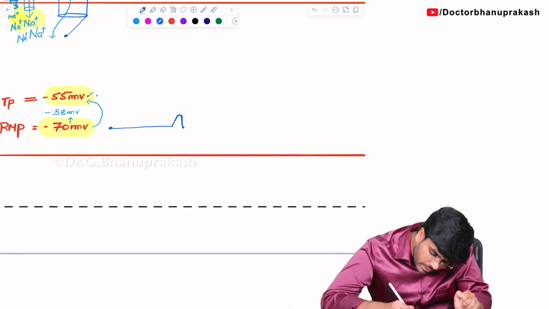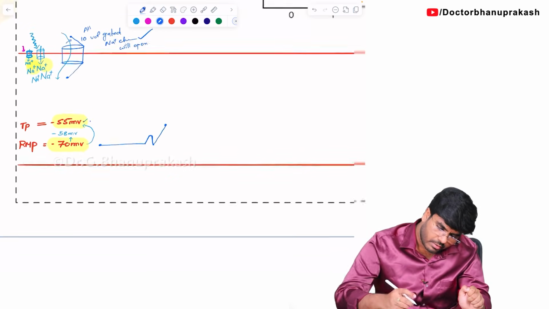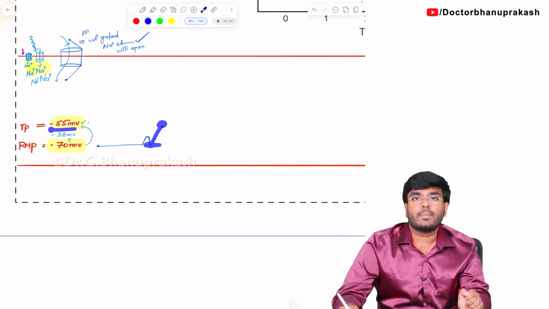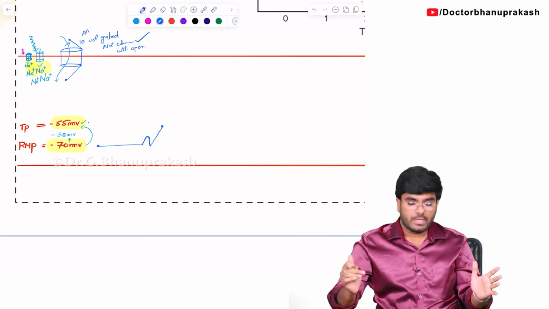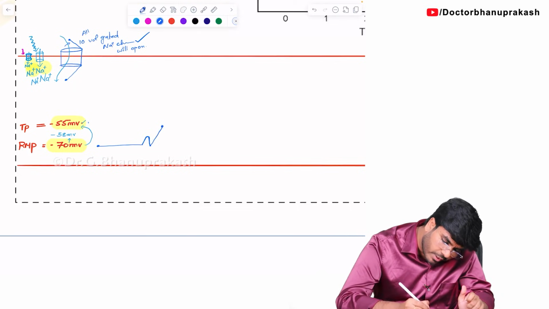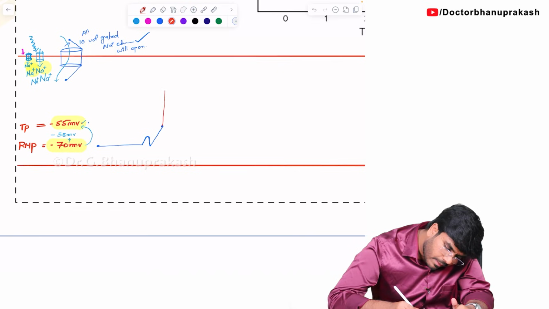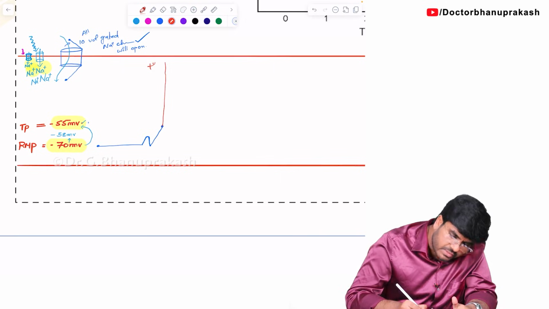Now you are giving enough stimulus. When you give enough stimulus, the voltage goes from the resting membrane potential and reaches threshold, that is minus 55 millivolts. So what will happen? All the voltage gated sodium channels will open in that region. There is going to be a massive influx of sodium, and so there is going to be depolarization. Now the voltage is becoming, let's say, plus 40 millivolts.